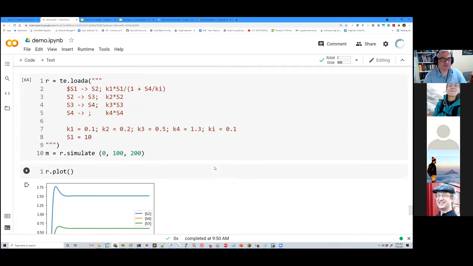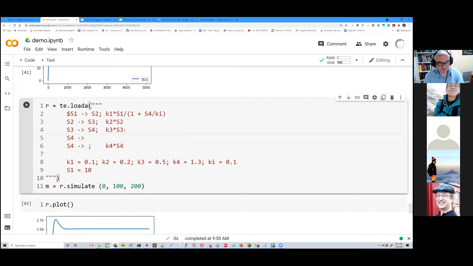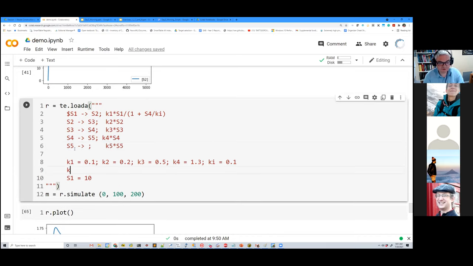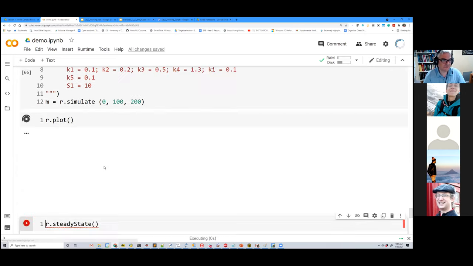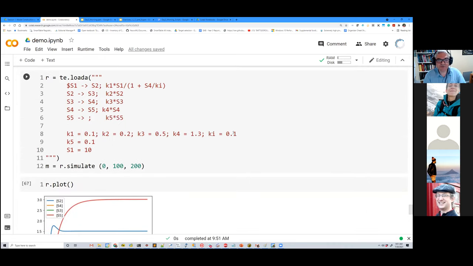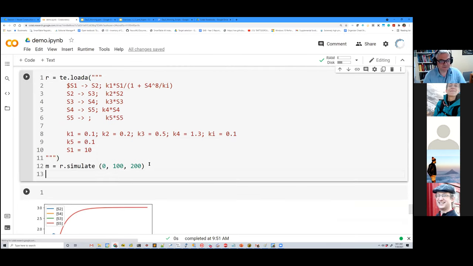It's trying to oscillate. I'm not sure. I think I need another step to make it go. And then I don't need a semicolon there. This is S5, that's S5, and that's K5. And then I need to initialize K5 equals 0.1. Let's see what happens now. Still not quite there. I know what to do. Let's put a Hill coefficient on it here. That'll get it going. And let me put that in here as 0.27 in a second.